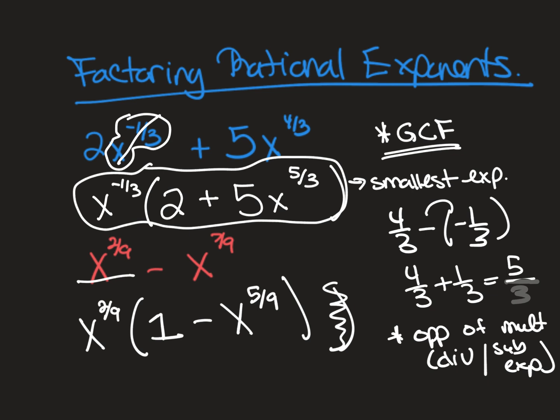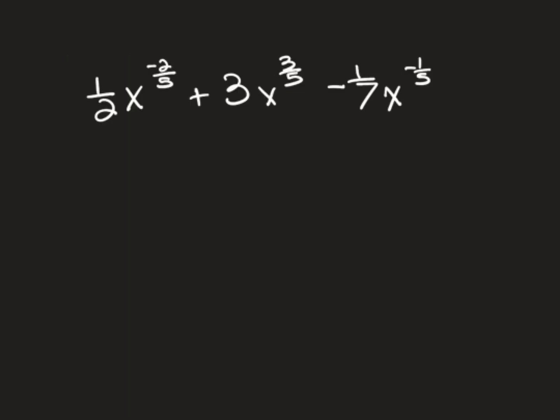Let's look at one more example. This time there's 3 terms, but again, it doesn't really matter. I'm always looking for the smallest exponent. And in this problem, the negative 2/5 is the smallest. So my GCF this time is going to be x to the negative 2/5. And again, that's my GCF, so that is what's getting divided out of each term.